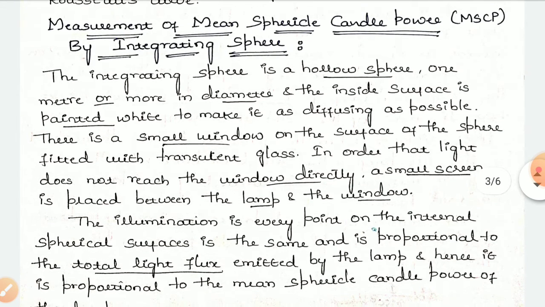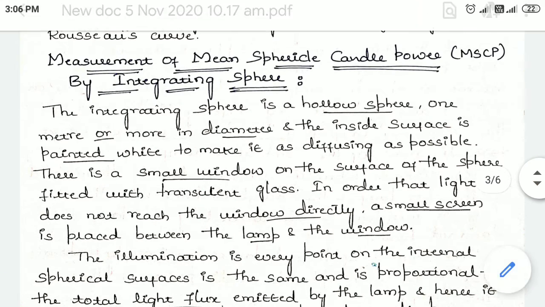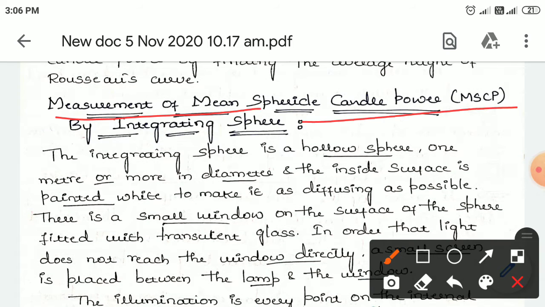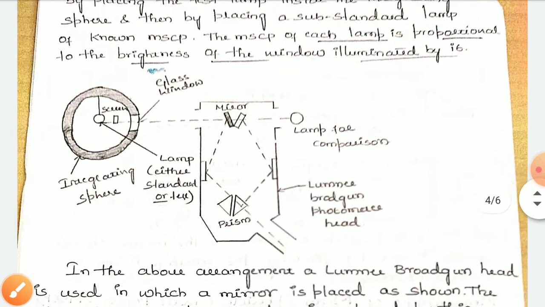spherical candle power. So by using the integrating sphere, here you can see the measurement of MSCP using the integrating sphere. What exactly the concept behind this, we'll discuss now. An integrating sphere is nothing but a hollow sphere, 1 meter or more in diameter, and the inside surface of this is painted white. You can see here, we just come to this diagram, we'll explain it.